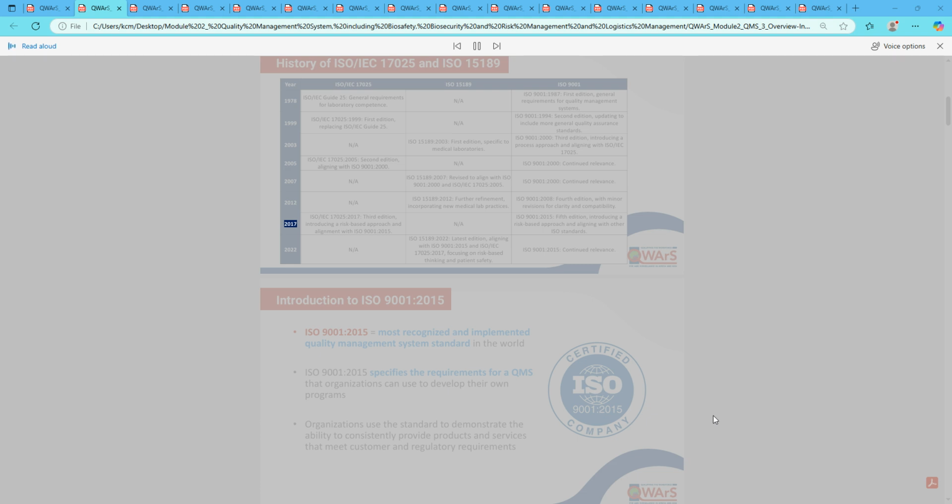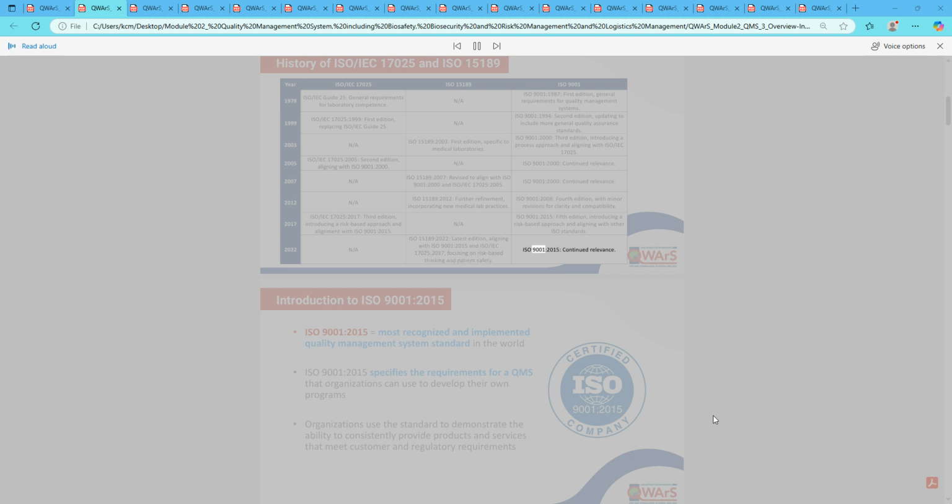2017. ISO/IEC 17025:2017, Third Edition. Introducing a risk-based approach and alignment with ISO 9001:2015. Not applicable. ISO 9001:2015, Fifth Edition, introducing a risk-based approach and aligning with other ISO standards. 2022, not applicable. ISO 15189:2022, Latest Edition, aligning with ISO 9001:2015 and ISO/IEC 17025:2017, focusing on risk-based thinking and patient safety.